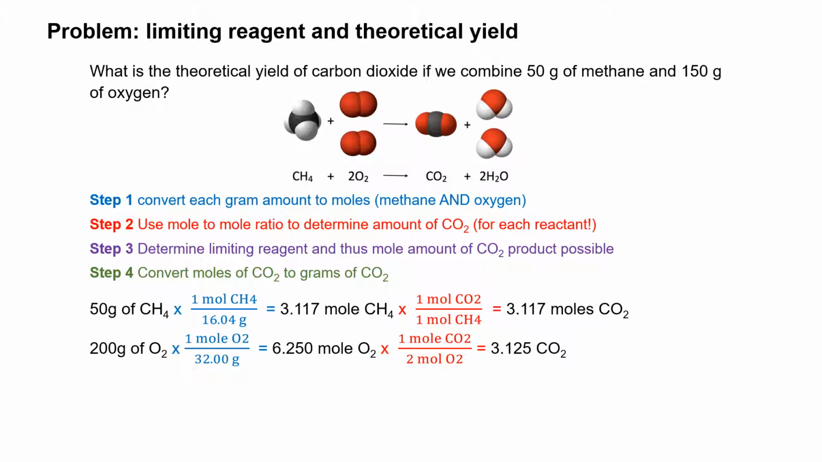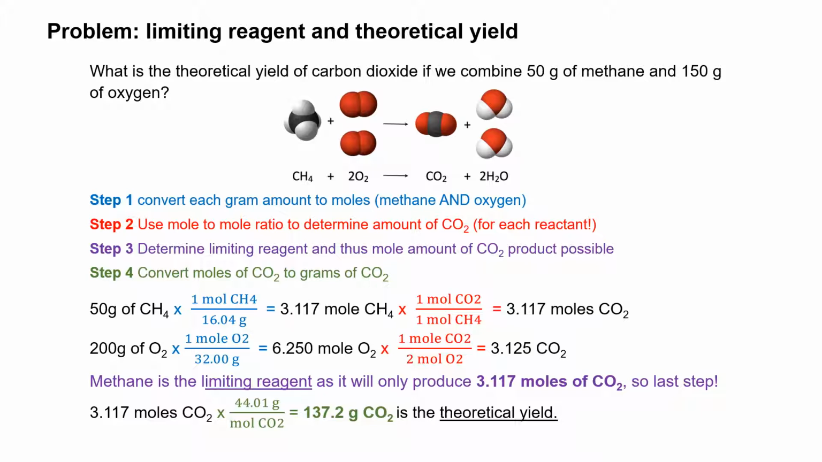Now for 200 grams of oxygen, we have to use the molar mass of O2 and multiply that to get 6.25 moles of oxygen. Now our mole-to-mole ratio is actually 1 mole of CO2 for every 2 moles of oxygen. This is going to give us 3.125 moles of CO2.